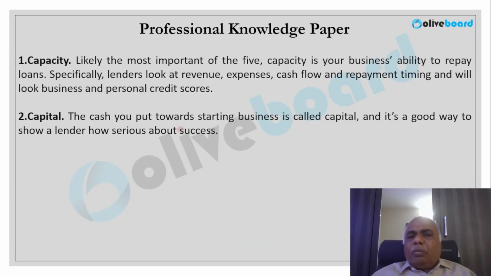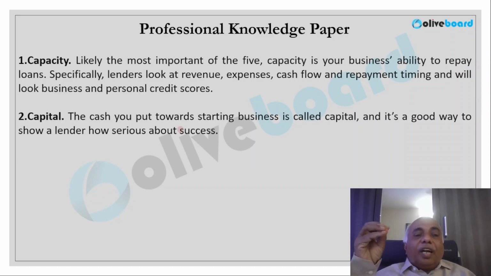Like most of the important five Cs, capacity is your business's ability to repay the loan. If the amount is generated, there is no problem to repay. Suppose the bank has fixed a 5 lakhs per month installment.